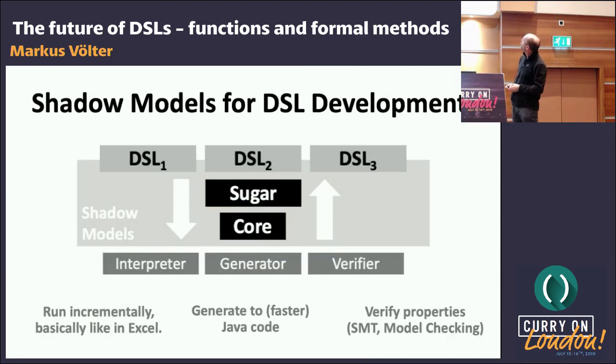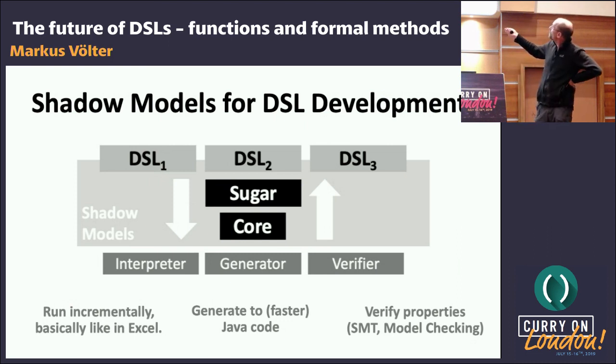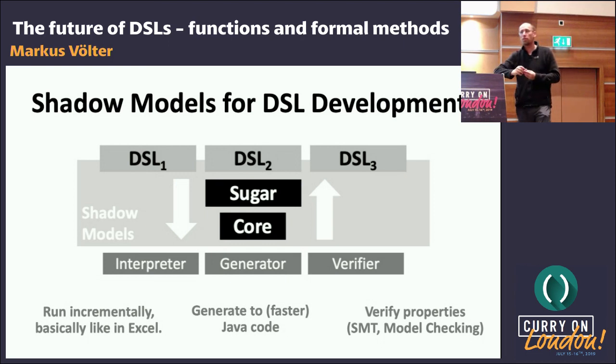And so in the context of kernel F, we're going to use this in this way, where we have the kernel F core language. It's now called kernel F2. And a bunch of utilities, and then we have DSLs up here. When you change something, you incrementally transform to the core, and then you can run the interpreter incrementally, right? Because this whole transformation is also incremental. And of course, we would also use this for code generation and for integration with an SMT solver.